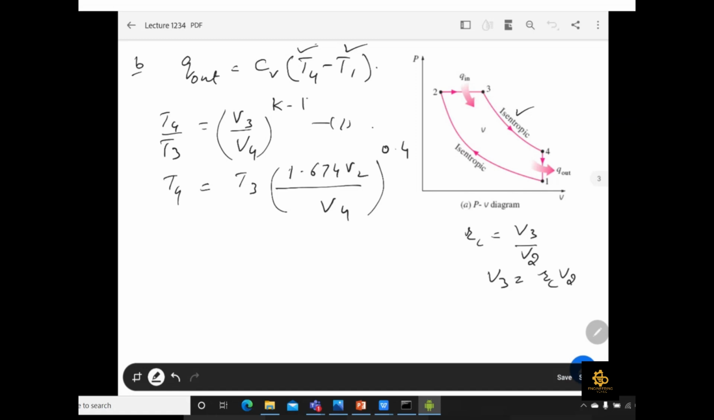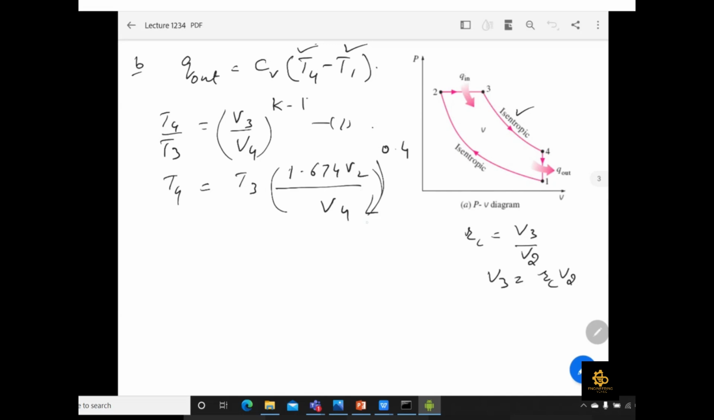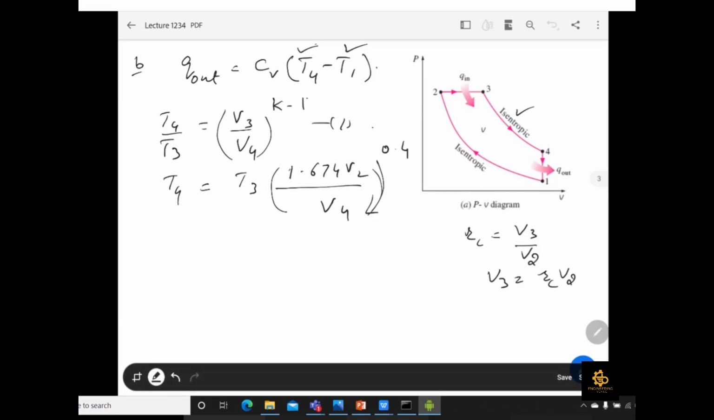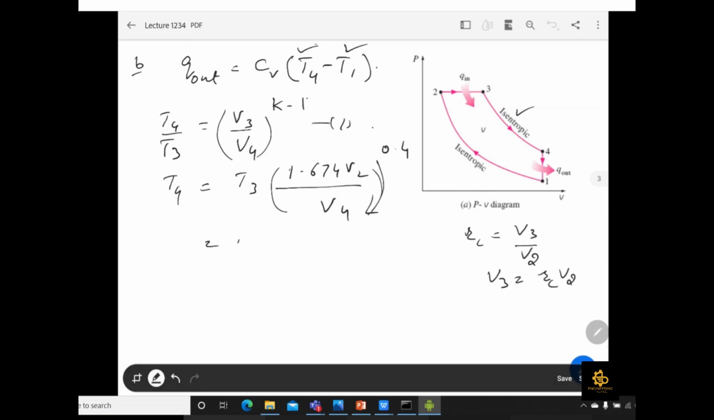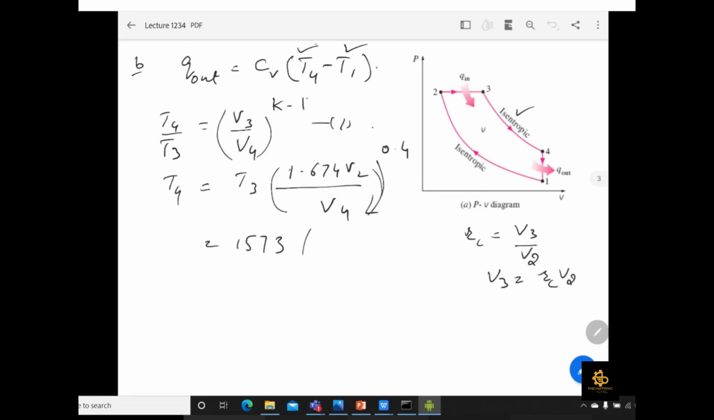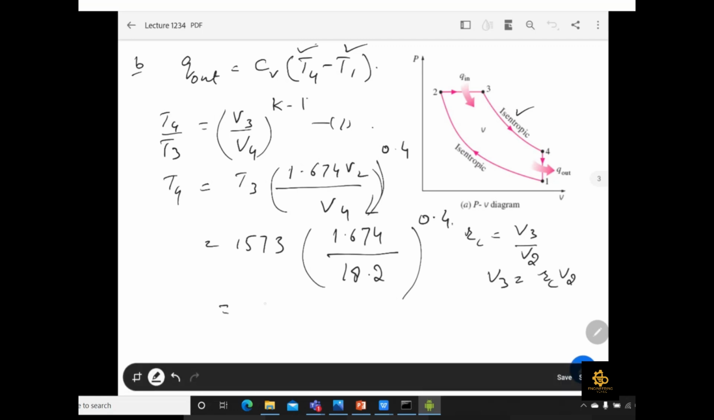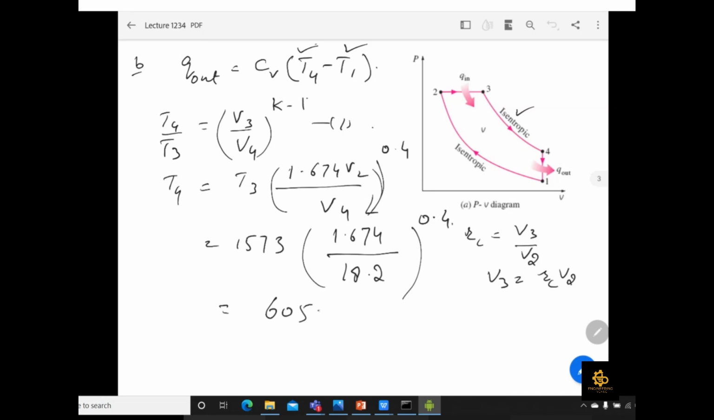Now from there you can notice that V4 is equal to V1, and if we take this part in the denominator, it becomes the compression ratio. The T3 value is known to us already, so 1573 times 1.674, divided by the compression ratio 18.2, to the power 1.4 minus 1. If you solve it, you will get 605.6 Kelvin. So it means T4 is known to us.